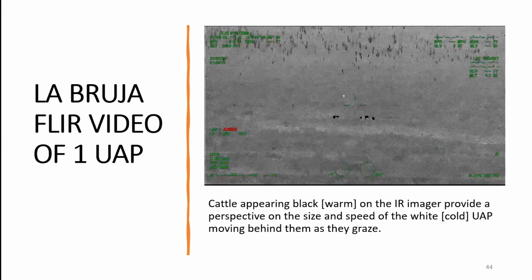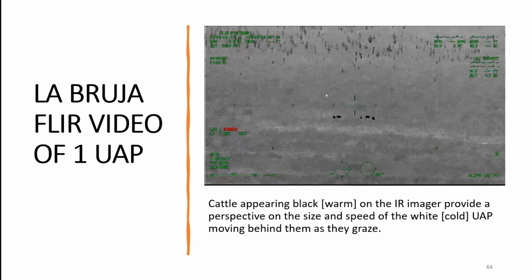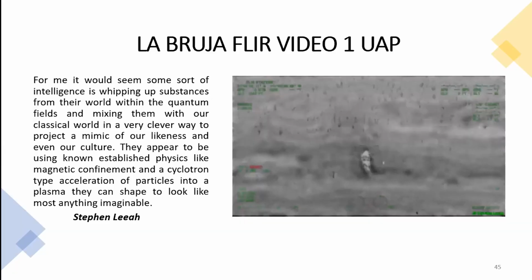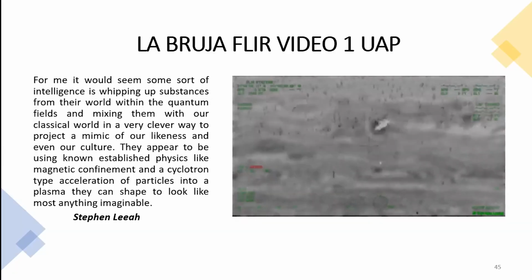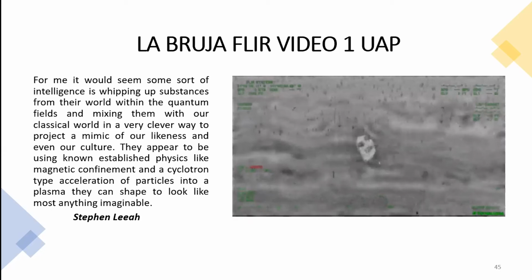The cattle appear warm on the IR imager, and it provides a perspective to the size and speed of the white cold UAP moving behind them as they graze. You can see their relativistic speed. And now this is the far field stuff that Steve saw.